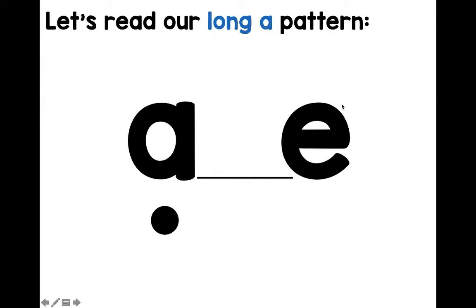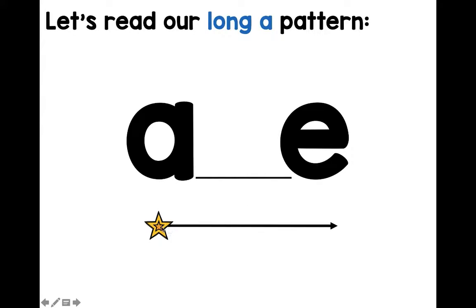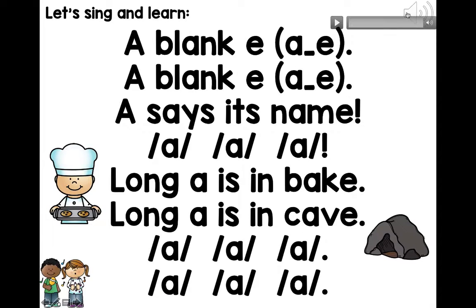So now we're going to read our long A pattern. So we have A blank E. That's the pattern for long A blank E. A blank E, A blank E. A says its name. A. Long A is in bake, long A is in cave. A.